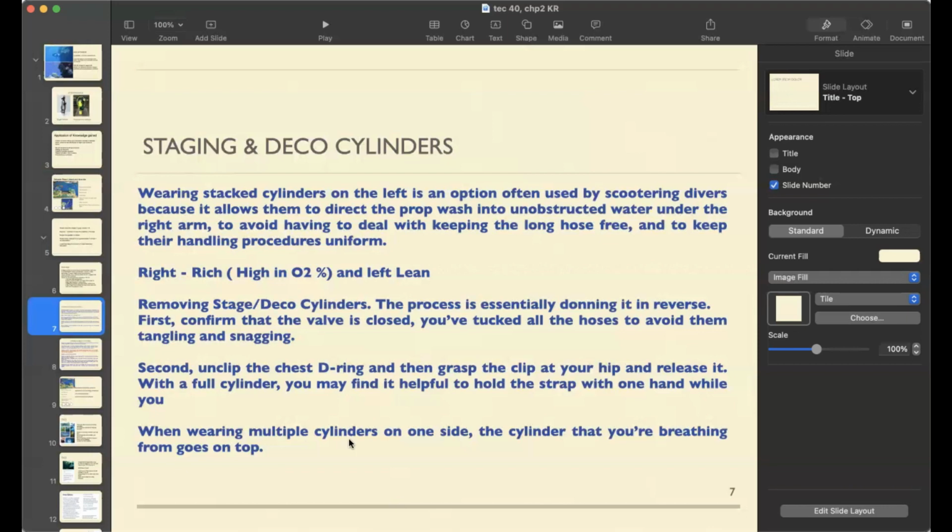When wearing multiple cylinders on one side, the cylinder you're going to breathe goes onto the top of the clip. Like the first one you're going to wear, the 50, will be on the top, and then the next will be on the lower bottom, like the 80 or 100. It goes downwards on the clip.